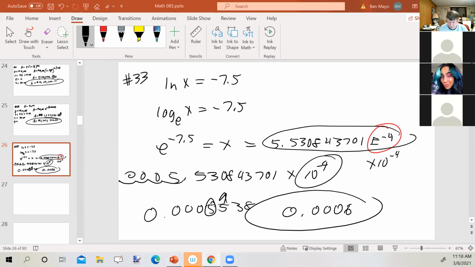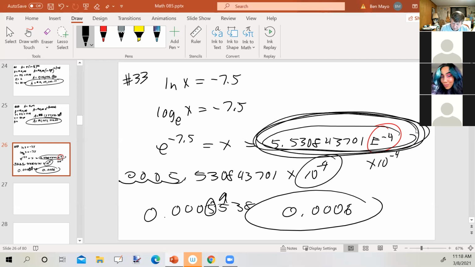Okay, I have a question. When you punched it into your calculator, did you get the 0.0005, et cetera, or did you get the 5.53084? I got this thing. Did you get that? Oh, my calculator gave me the decimal one. Right, and that has to do with the settings on your calculator. There's like an engineering, scientific setting. Oh, yeah. Okay.